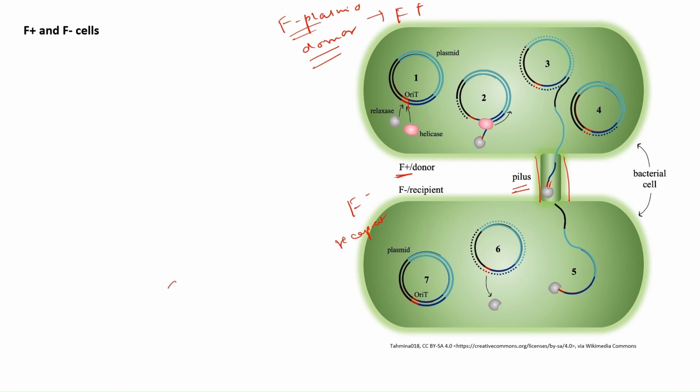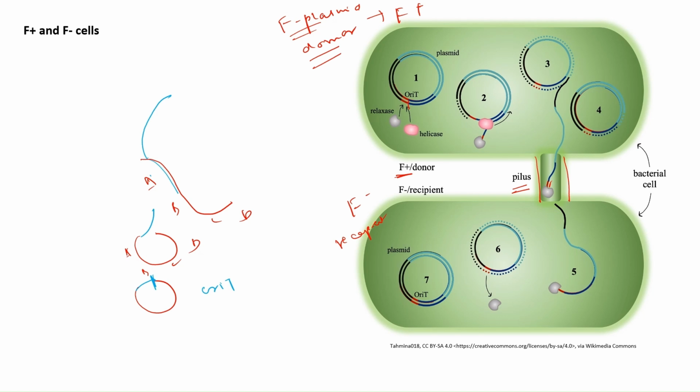That means if this is a donor cell and the blue one is the ORT, the chromosome will break from here. And how will it transfer? This blue one will move first. Suppose some genes are present: A, B, C and D. So in the recipient bacterial cell, this blue one will move first. It will insert first and after that, the rest of the chromosome will enter.